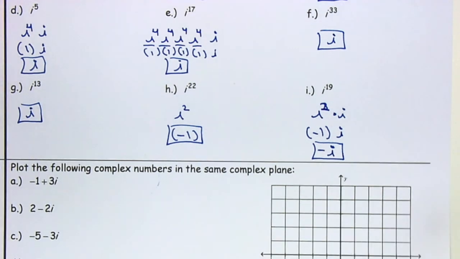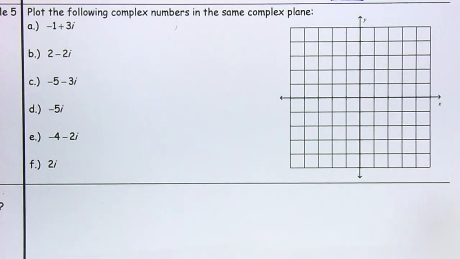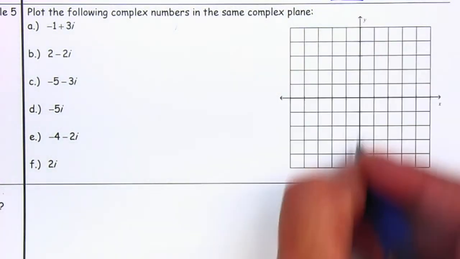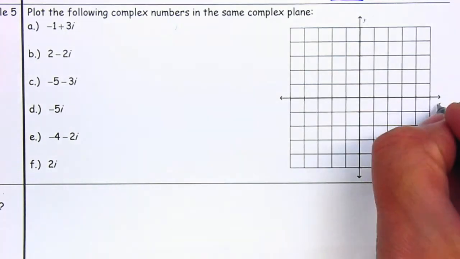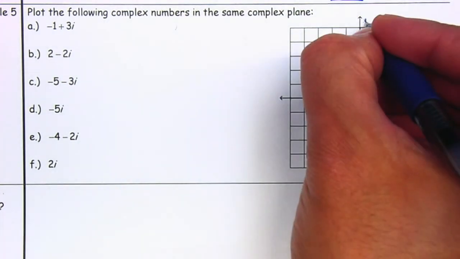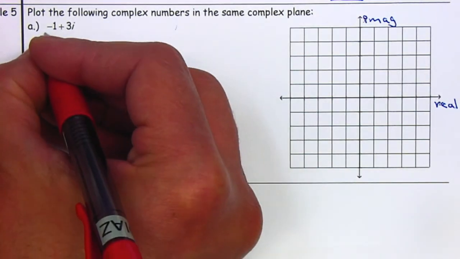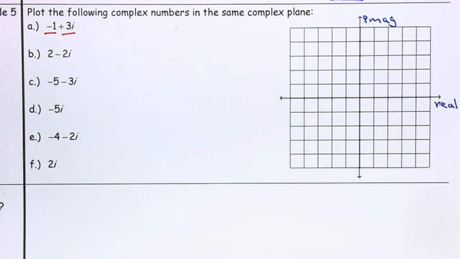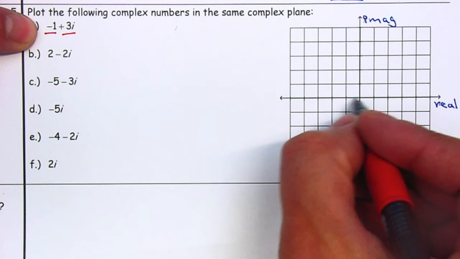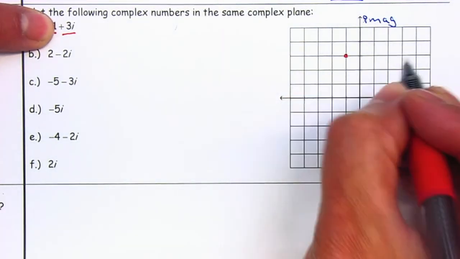Now, example number 5, last example. It says plot the following complex numbers in the same complex plane. So instead of x and y, this is going to be the real axis, and this is going to be the imaginary axis. And we have two components of a complex number. We have the real part and the imaginary part. So on the real part, we're going to have negative 1, imaginary positive 3, so I'm going to go up 3. And that'll be letter A.